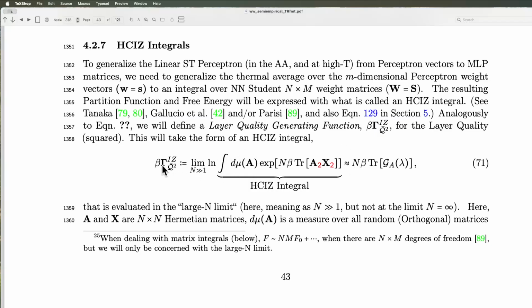This is the object we were looking at earlier, in 65. It's the integral over some measure over a matrix, times the exponential of n beta trace AX, where A and X are defined earlier in the paper, in section 3. This is approximately n beta trace G of A, evaluated in the large n limit, here meaning n gets large, but not at the limit. Here, A and X are n by n Hermitian matrices. D mu is a measure over all random orthogonal matrices.